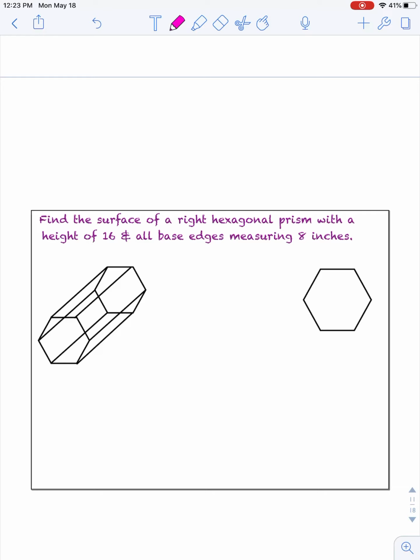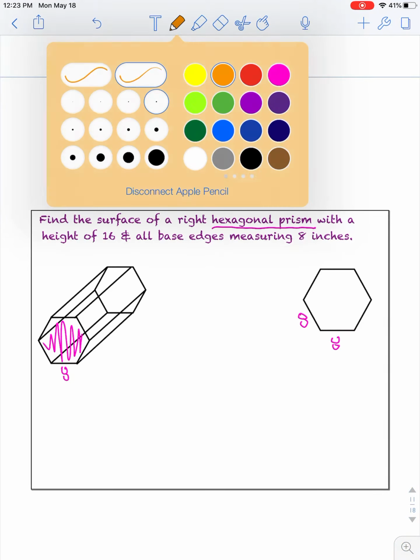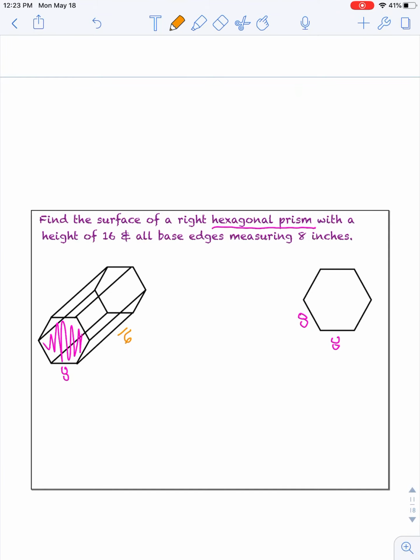So it says, find the surface area of a right hexagonal prism with height of 16 and all base edges measuring 8. So we know that all of these base edges right here are measuring 8. We know that that is the base because it tells us it's a hexagonal prism, and they're always named by the shape of their base. The height is 16, and it gave us the height.